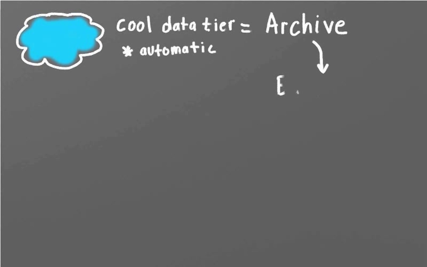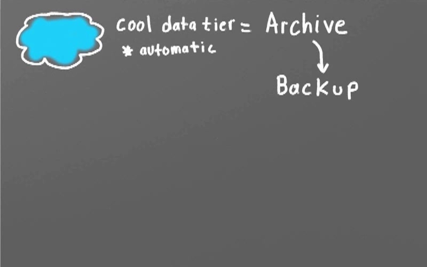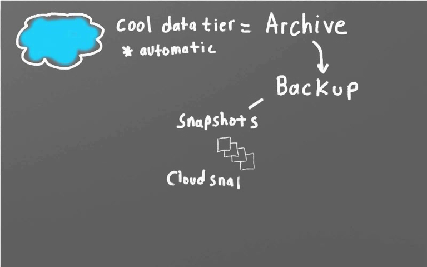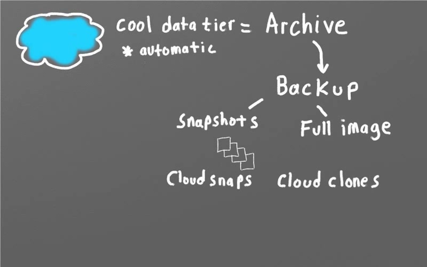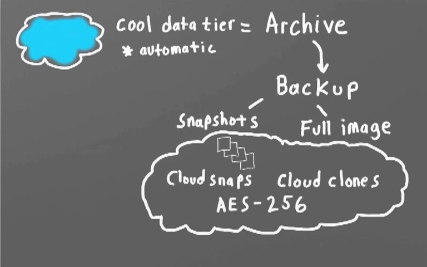And as long as we're talking about archiving, what about backup? StorSimple Cloud Integrated Storage has snapshots, called Cloud Snaps, for point-in-time data recovery, and synthetic backups for DR, called Cloud Clones. As the name implies, both are stored in the cloud, encrypted with AES 256 technology. So what about DR? Cloud storage is made for it. And there's a real important detail we'll get to in a minute.